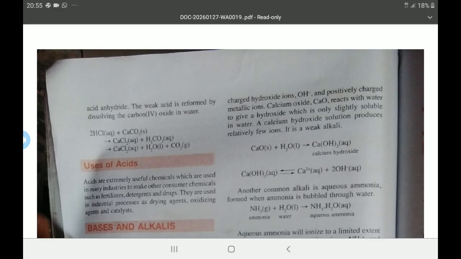Calcium oxide reacts with water to give a hydroxide which is only slightly soluble in water. A calcium hydroxide solution produces relatively few ions. It is a weak alkali. So calcium hydroxide is a weak alkali, not a strong alkali. So you have the chemical formula here given.